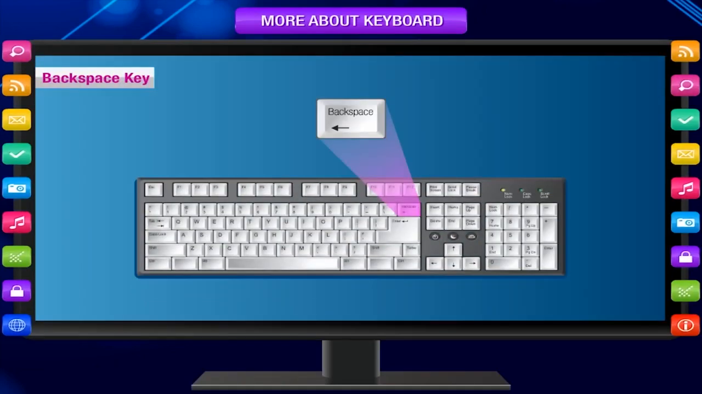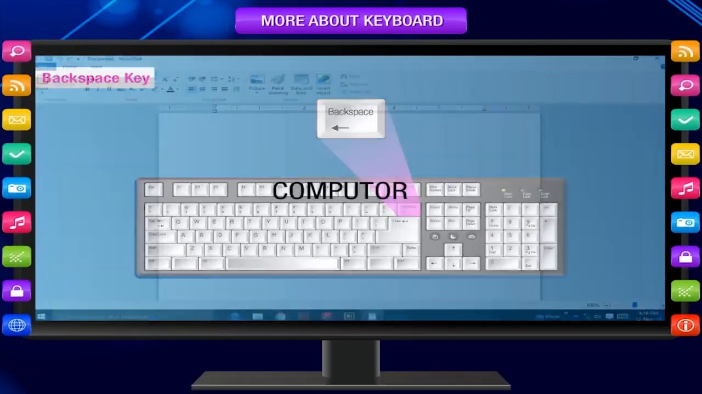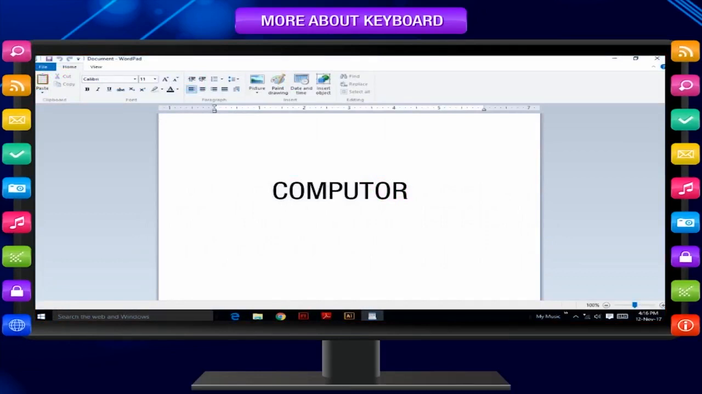Backspace key. Pressing this key erases any typed text on the left side of the cursor. For example, to correct the spelling of COMPUTOR to COMPUTER, take the cursor after the letter you want to delete or erase, after O. Now press the backspace to erase O and then type E in its place. This way, you can correct the spelling of the word to COMPUTER.